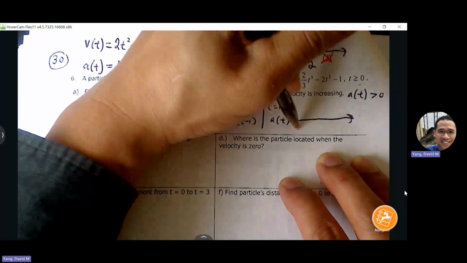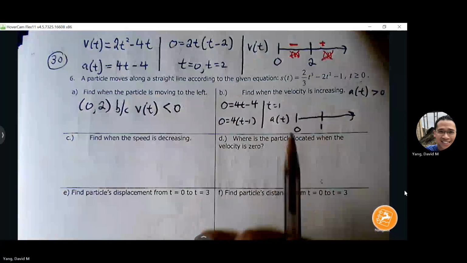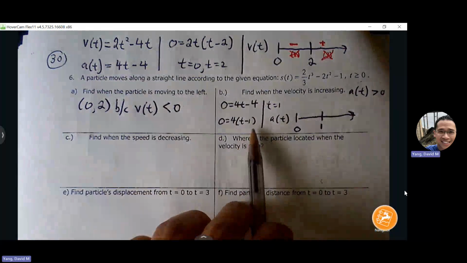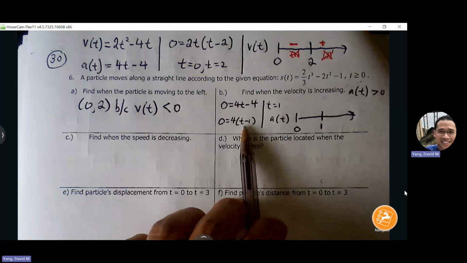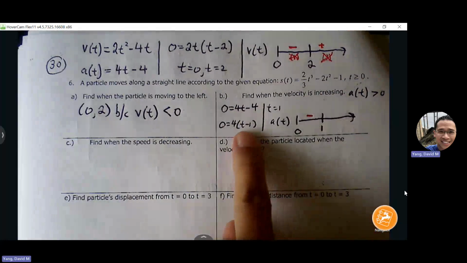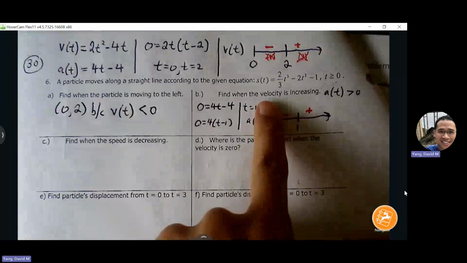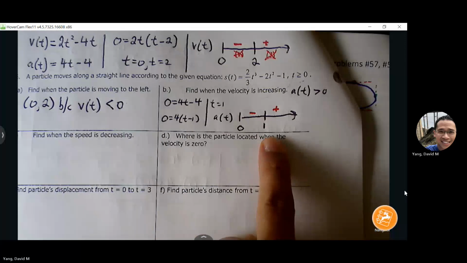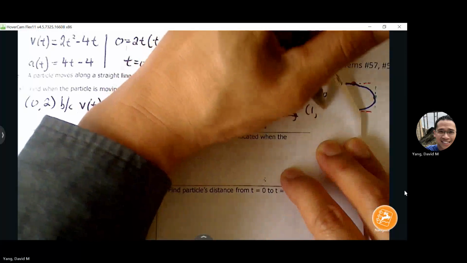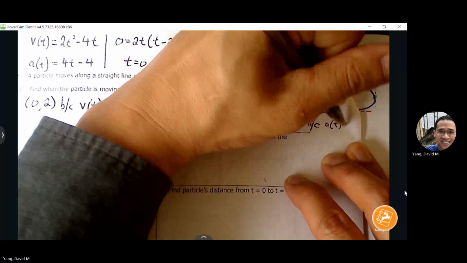Again, we're including 0 because that is a starting point. We'll test our acceleration sign line here. So if I plug 1/2 in for t, 1/2 minus 1 is negative. If I plug in 2 for t. So velocity is increasing in which interval? 1 to infinity. Yeah. Because acceleration is positive.